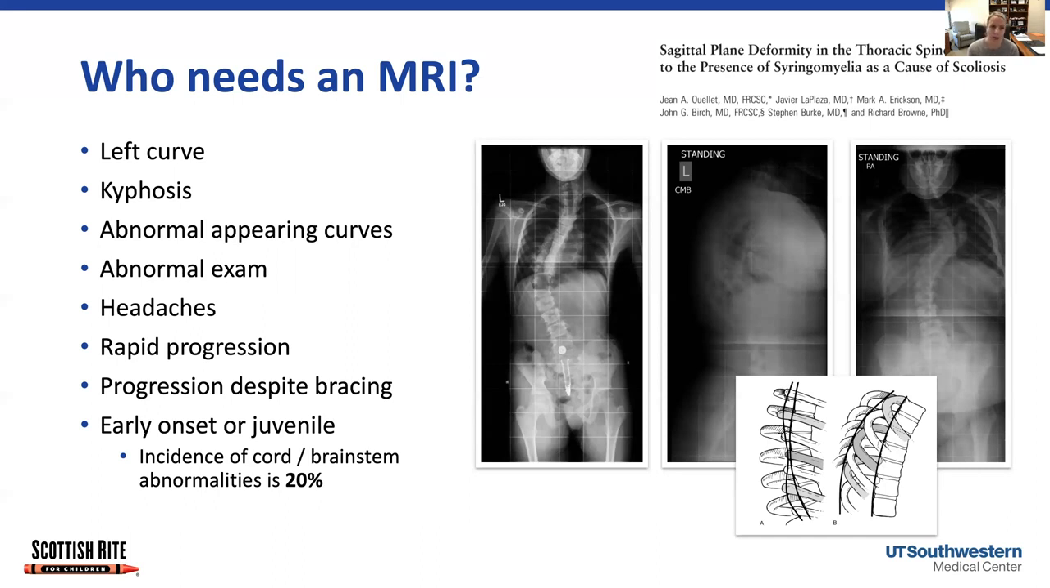And the reason we get the MRI is to look for a Chiari malformation, a syrinx in the spinal cord, a tumor, tethered cord. There's a variety of things that we sometimes find when we look for it.